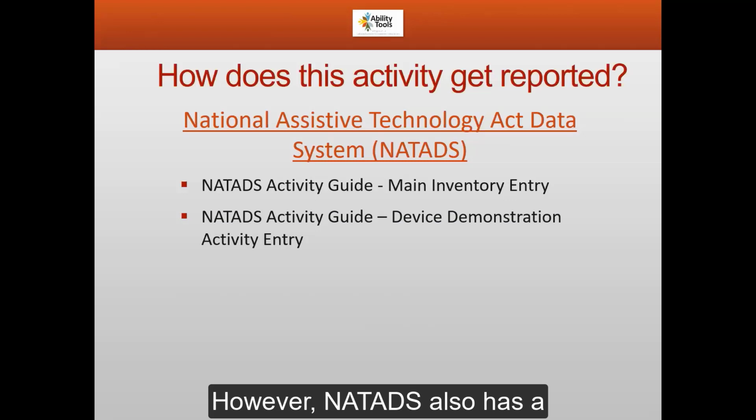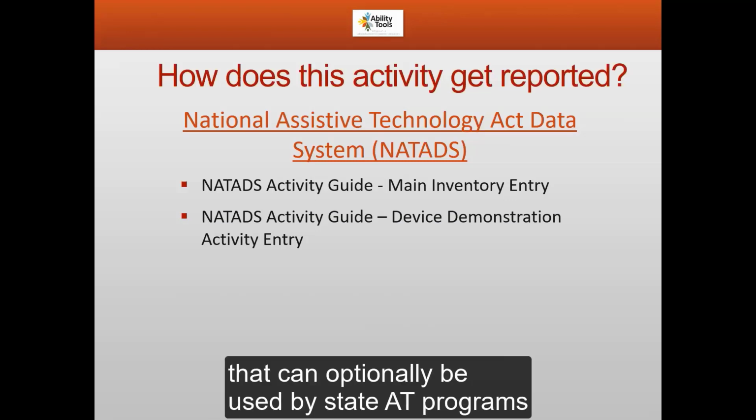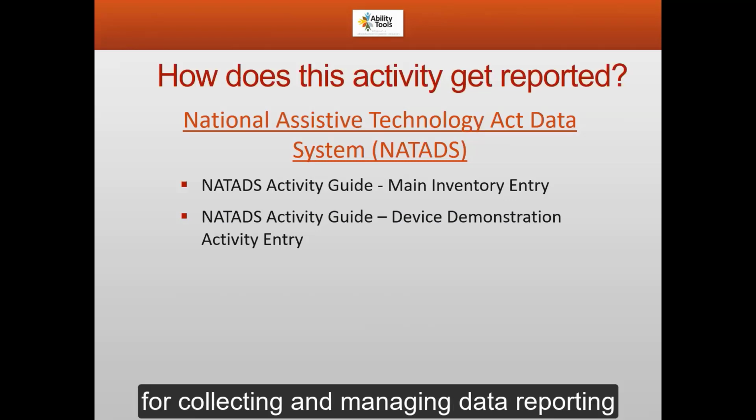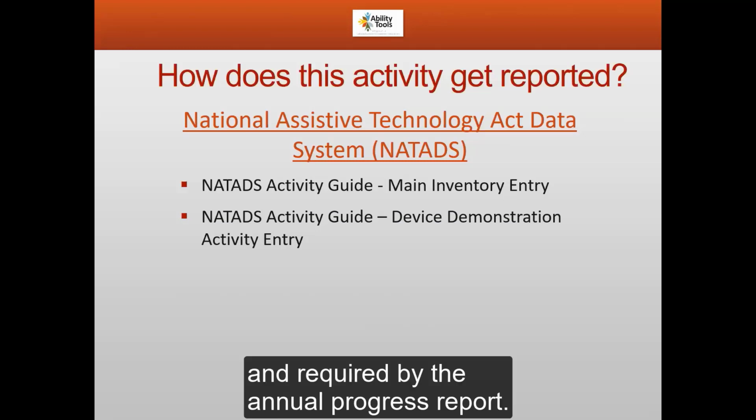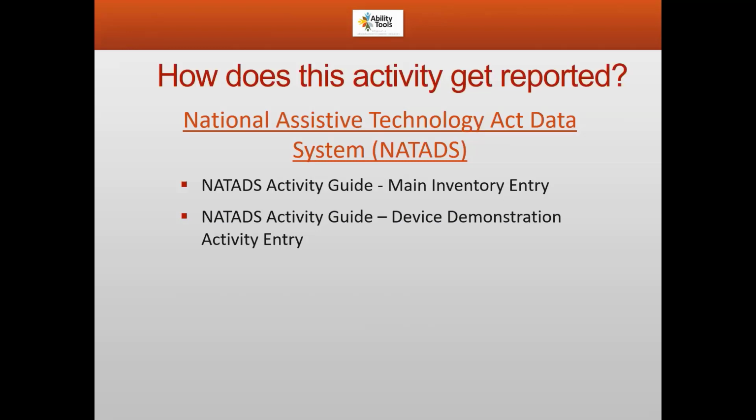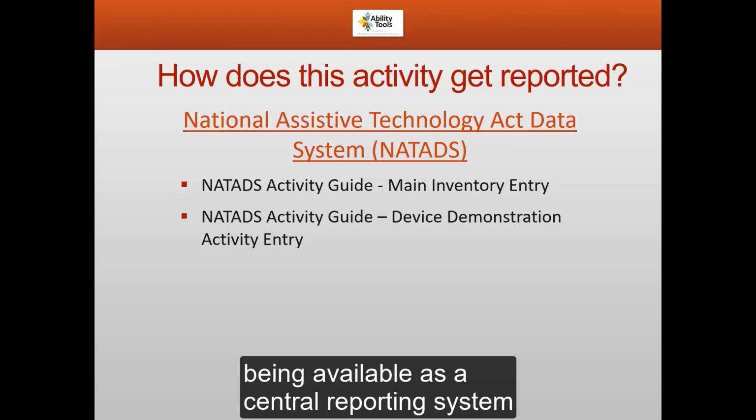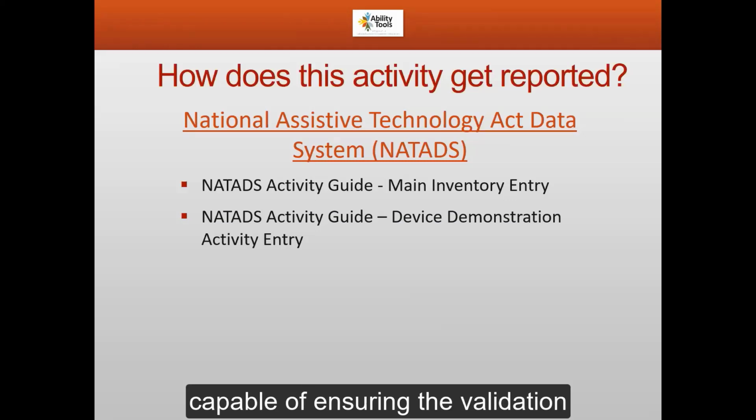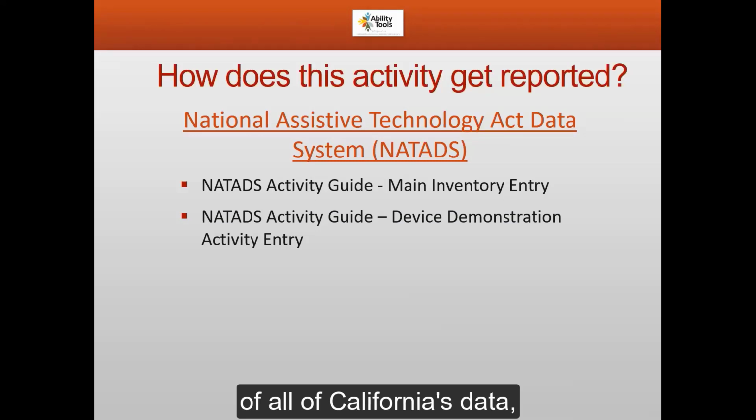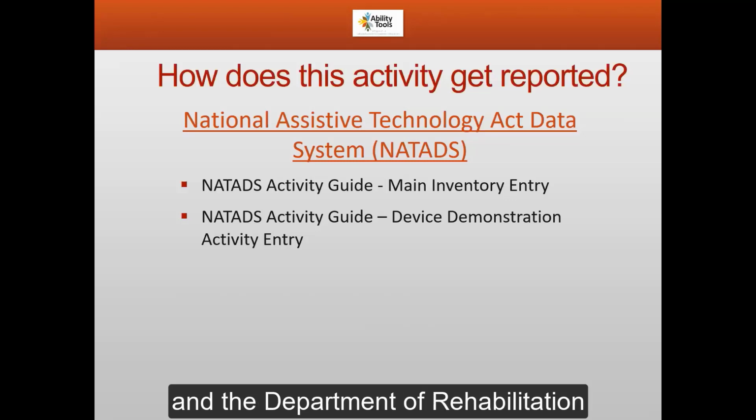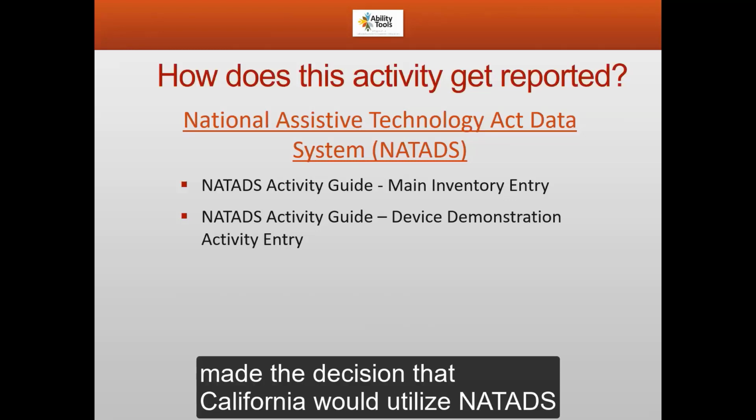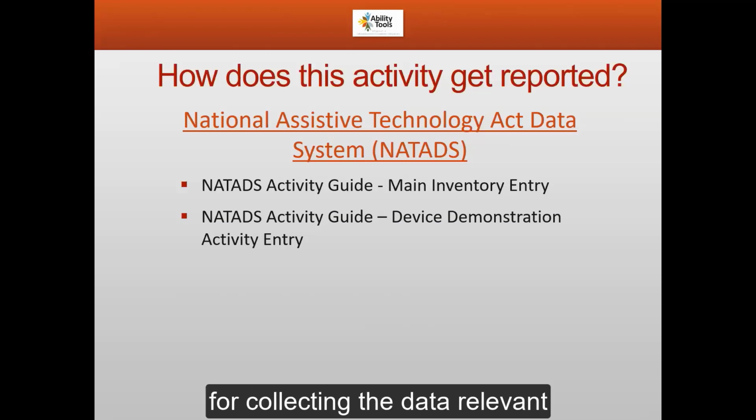However, NATADS also has a web-based day-to-day data collection system that can optionally be used by state AT programs for collecting and managing data reporting for all activities included in the state plan for AT and required by the annual progress report. As a result of this day-to-day reporting option being available as a central reporting system capable of ensuring the validation of all of California's data, California's Assistive Technology Advisory Council and the Department of Rehabilitation made the decision that California would utilize NATADS for collecting the data relevant to our state's AT Act activities.